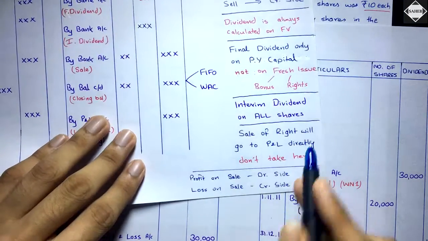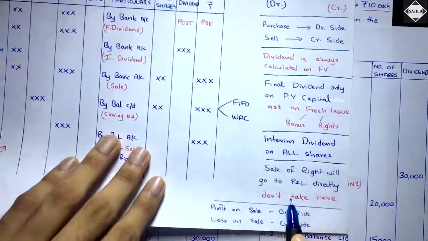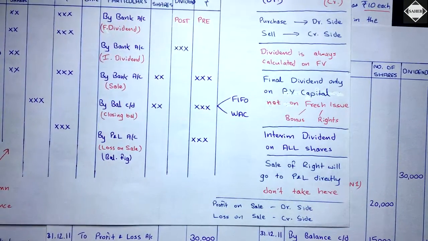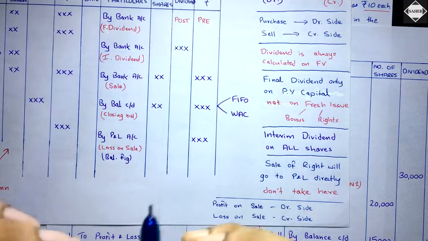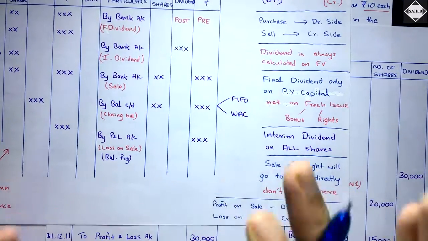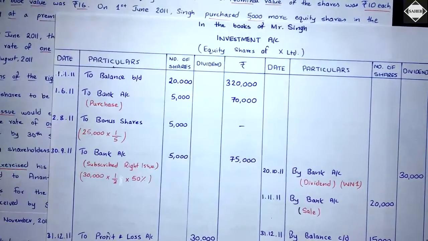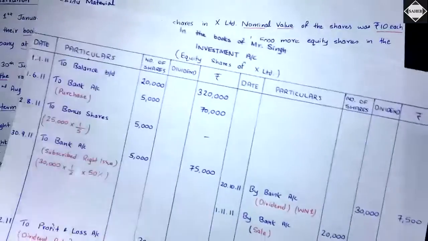And sale of right nahi lena, okay. Sale of right will go where? It will go to profit and loss directly. You have to just show a simple calculation down with this, a simple working note. That's all. So this is it. It's easy, right? That's all.